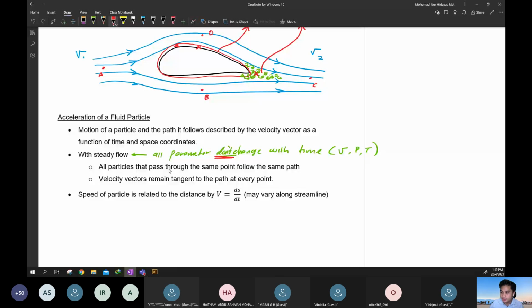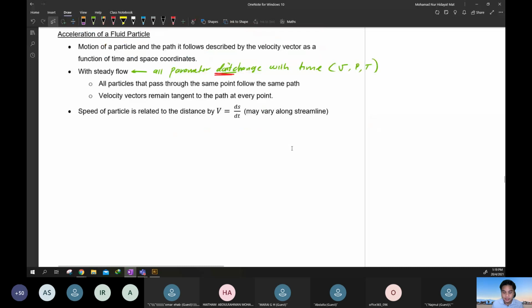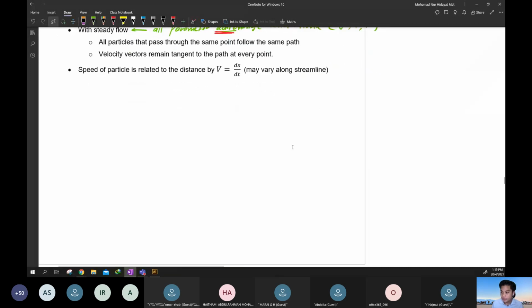So all particles that pass through the same point follow the same path. For example, a point here will follow the same path. The velocity vector remains tangent to the path at every point. The speed of the particle is related to the distance by v equal to ds over dt. This is the normal relation that we have learned: velocity is equal to the change of displacement over time.